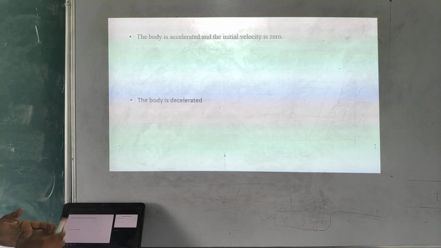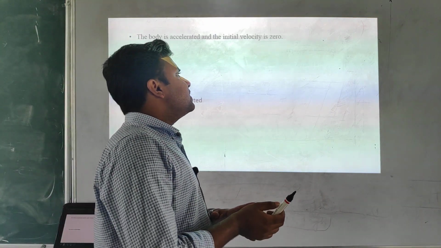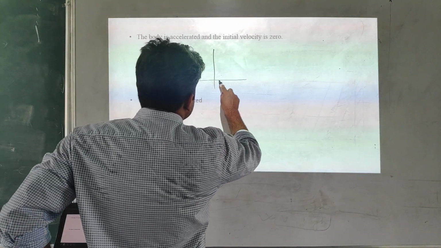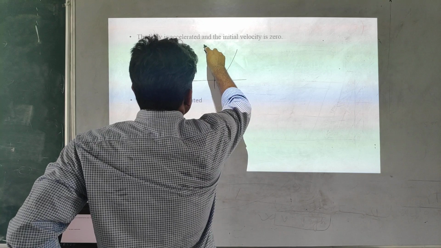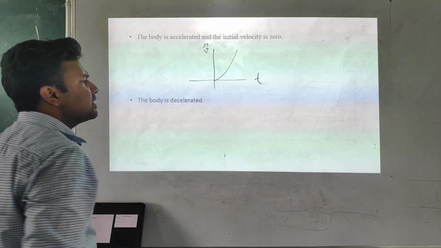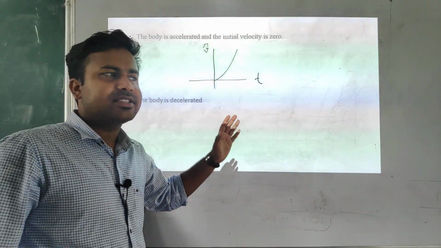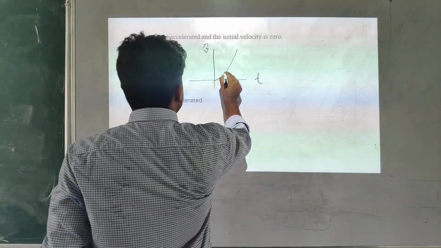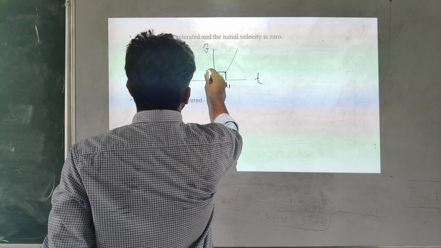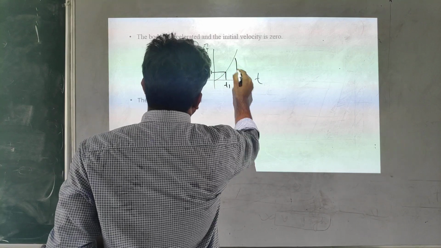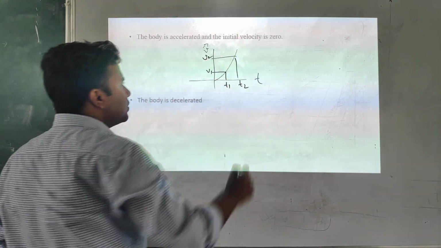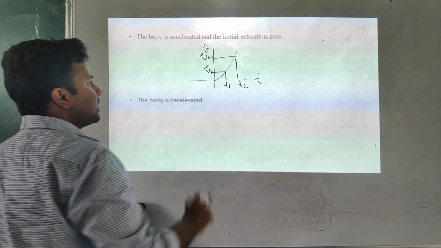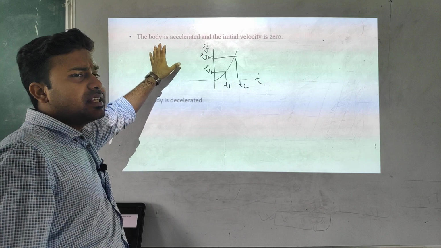Now the body is accelerated and the initial velocity is zero. The body is accelerated, v versus t graph. It's not given constant or anything, just given accelerated like this. So with respect to time, at t1 we have the velocity v1. At time t2, the velocity is v2. Look at this. With respect to time, the velocity is increasing. It means it's a case of accelerated motion.